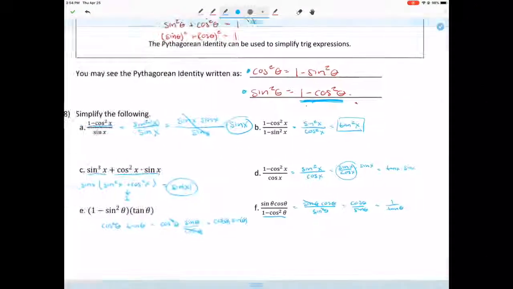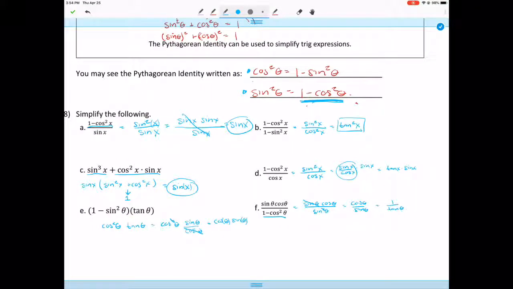Most of these, when we simplify, what you want to have is either a single thing or perhaps two things and have no denominators. So that's why I don't really like F, because you can't really get rid of a denominator. Everything else is just one or two things on the top. So that's the idea. If you have any questions, let me know.